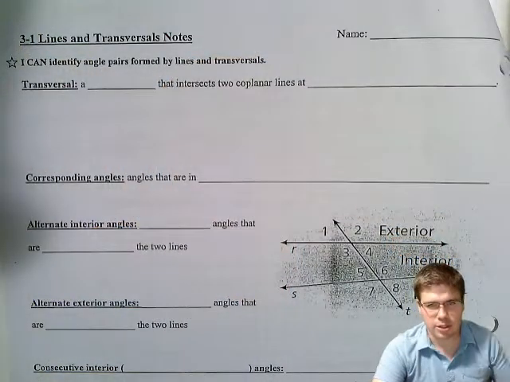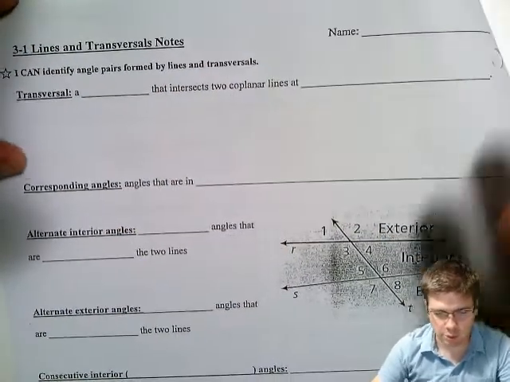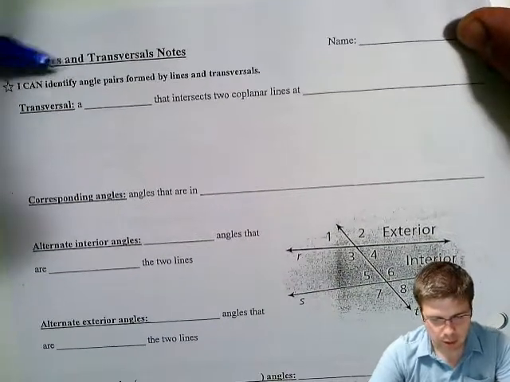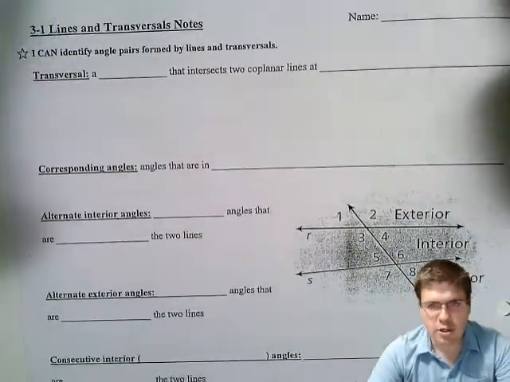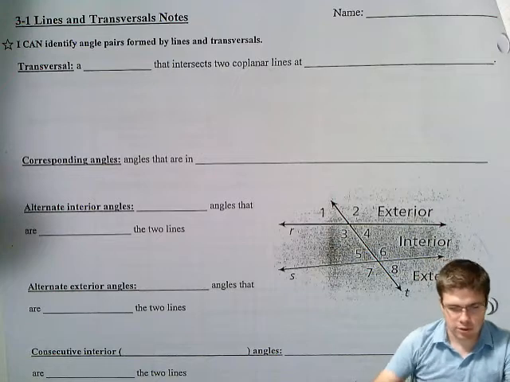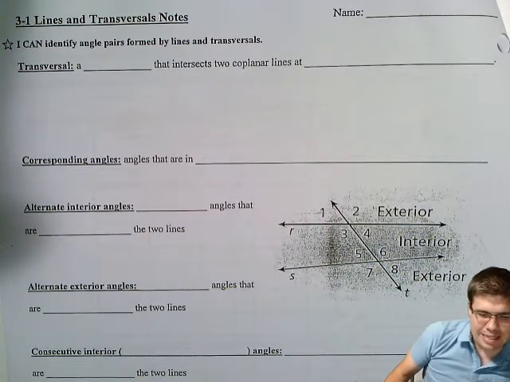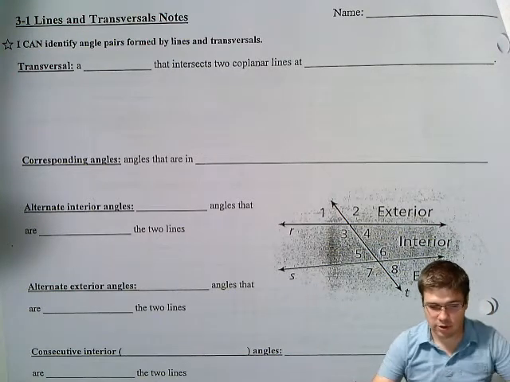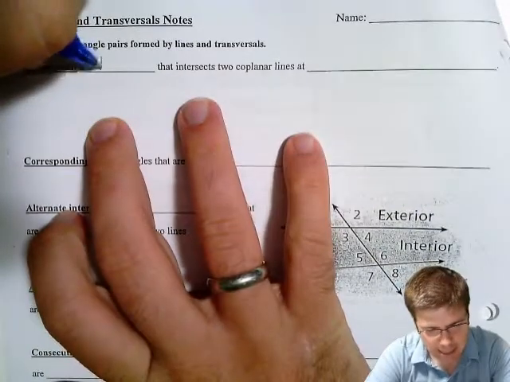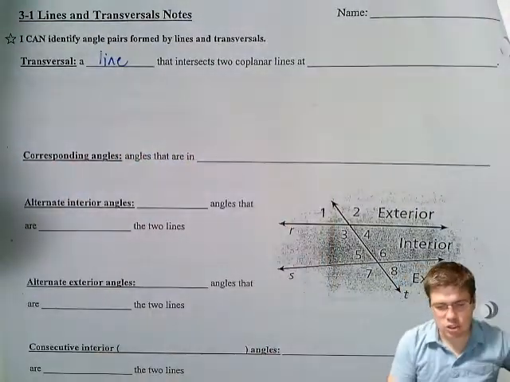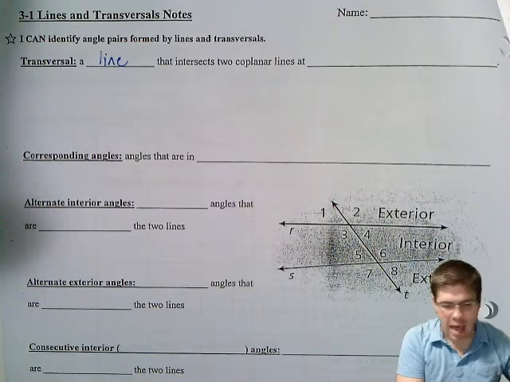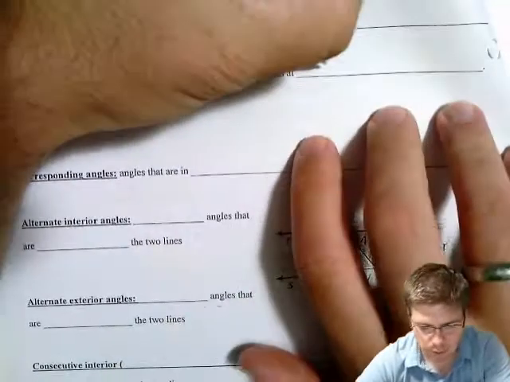So before we get to all that stuff, we have some lines and transversals, is what we're going to start with in this first section, 3.1. The goal of this one is that you can identify angle pairs formed by lines and transversals. So what is a transversal? A transversal is a line that intersects two coplanar lines at two distinct points, or two different points.